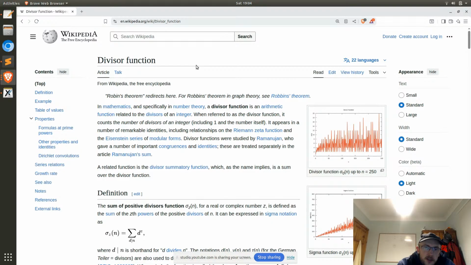Divisor function is an arithmetic function related to the divisors of an integer. When referred to as the divisor function, it counts the number of divisors of an integer, including 1 and the number itself. It appears in a number of remarkable identities, including relationships on the Riemann zeta function and the Eisenstein series of modular forms. Divisor functions were studied by Ramanujan, who gave a number of important congruences and identities. These are treated separately in the article Ramanujan's sum.